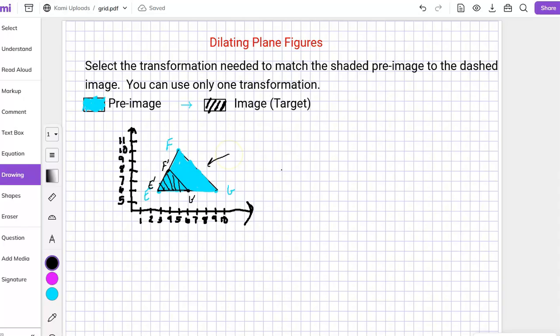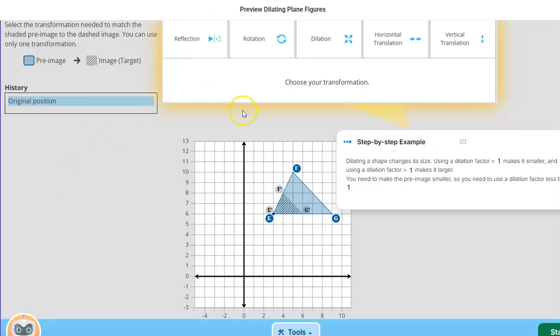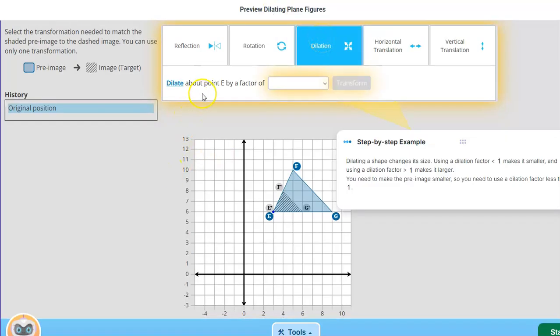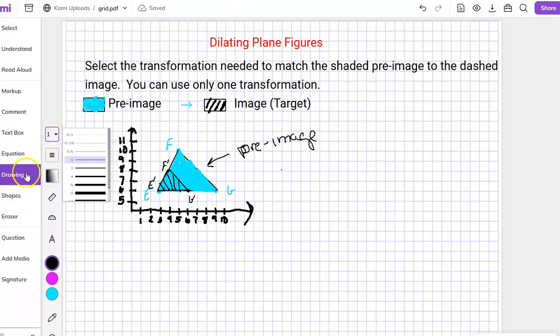Okay, I know that this is my pre-image. I know the blue one's my pre-image because they told me. My pre-image is larger than my image. That means I'm going large to small. That's going to be important. So I'm going to come over here. I know that this is a dilation because my title is dilation. So I'm going to hit dilation. It says dilate about the point E by a factor of. So I have to decide, is it a factor of 1/4, a factor of 1/2, a factor of 2, a factor of 4? So in order to do that, I'm going to come back to my grid and I'm going to count.